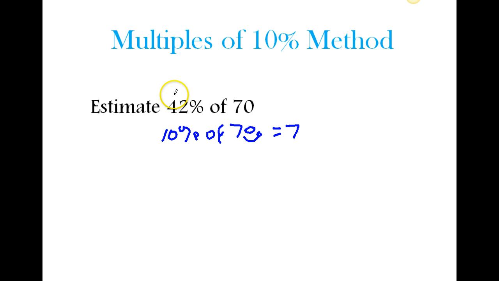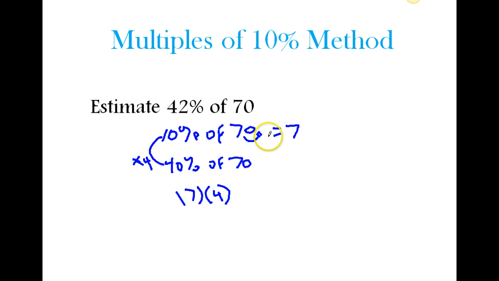I need a multiple of 10 now that's close to 42. And that would be 40%. So I'm really going to find 40% of 70 instead of 42. I know that 10% is 7, and I have to multiply 10 by 4 to get 40%. So I'm going to take that 7 and multiply it by 4. If 10% of 70 is 7, 40% of 70, I'll multiply by 4, and I get 28. And that's my estimate, using multiples of 10%.